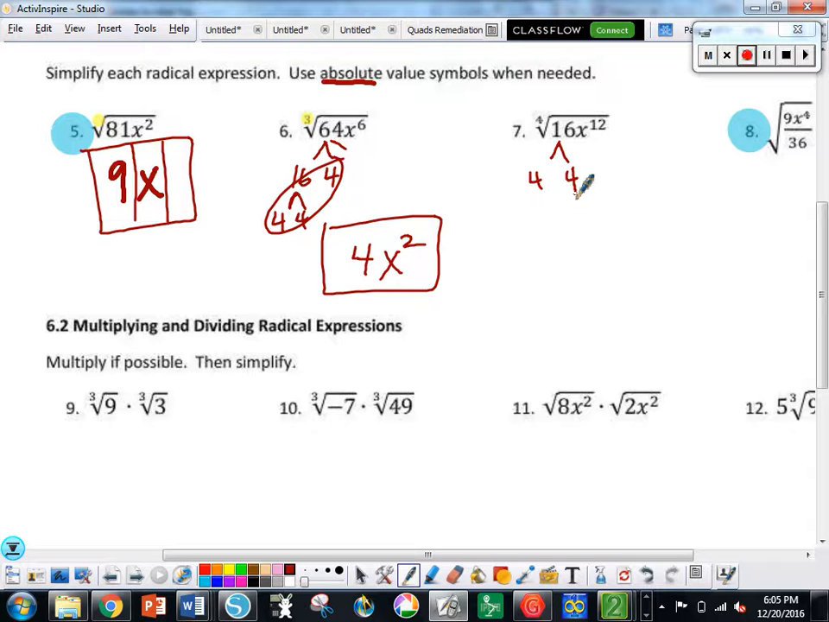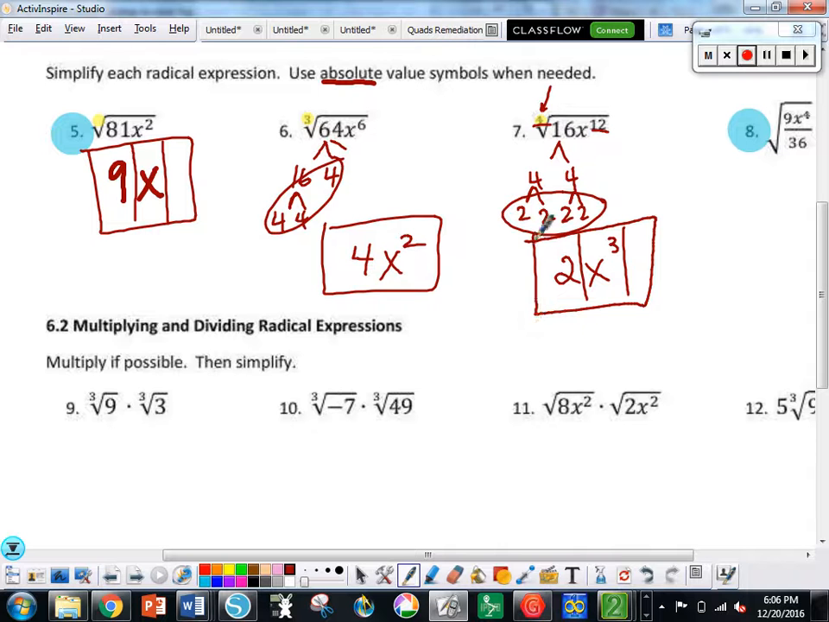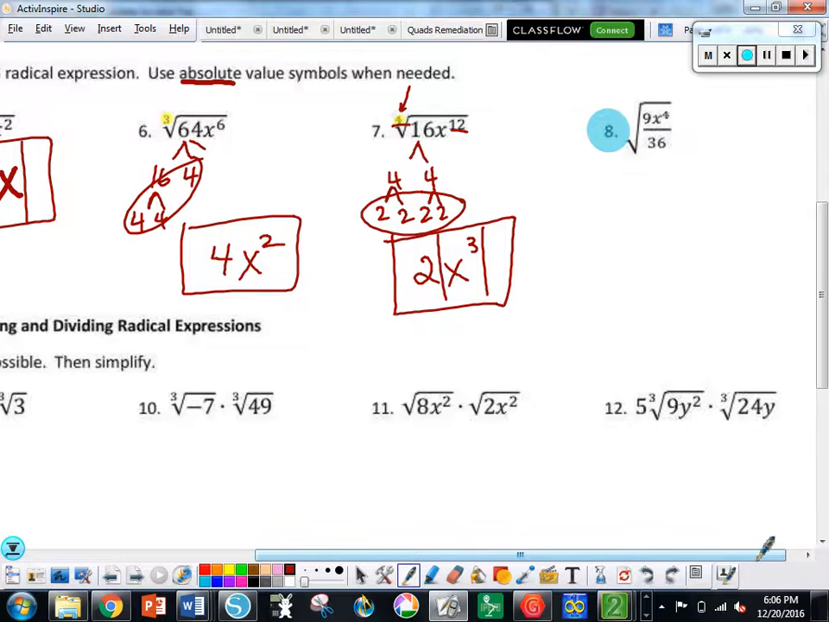And number 7, looking at 16, I need to look for groups of 4 this time because the index is 4. So my answer is 2x. Now the power is 12. So how many groups of 4 do I have in 12? There's 3 of them. And again, I have an even index. I have to make sure this x variable will always be positive, so I'll stick absolute value signs around it because the cube would not get rid of any sort of negative if there was a negative involved.